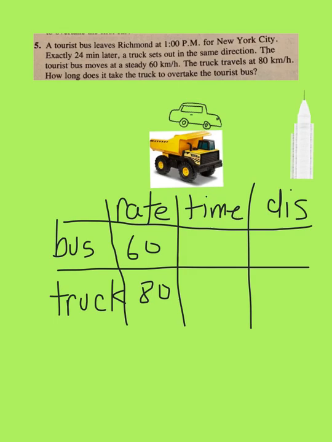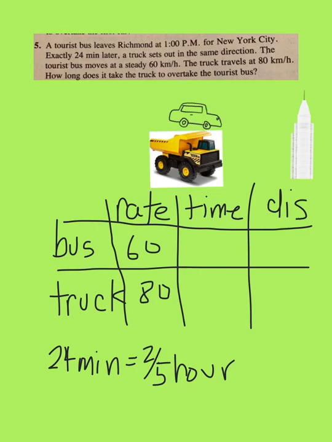Now the time is a little bit tricky. Notice that the rates are in hours. So we need to change 24 minutes into hours. So 24 minutes is equal to 2/5 of an hour. So we need to use that in our chart.